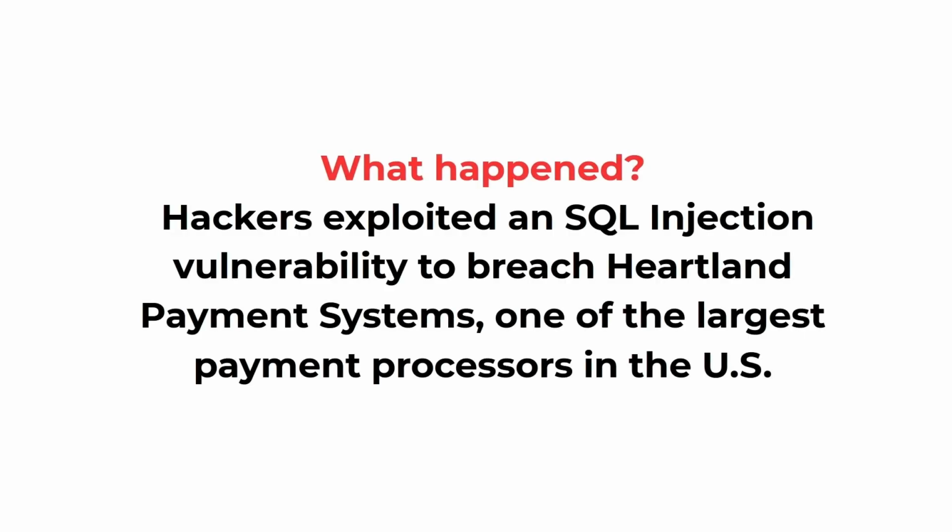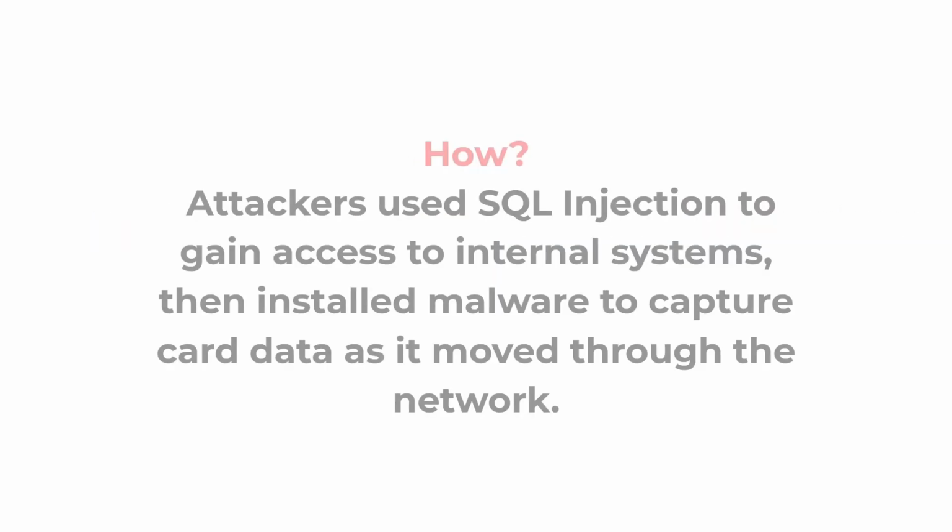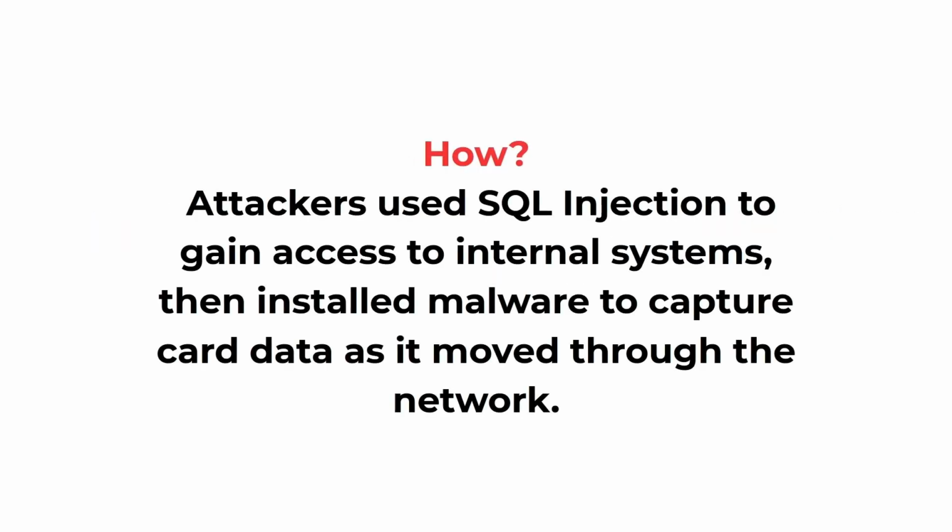So what happened there? Hackers exploited an SQL injection vulnerability to breach Heartland Payment Systems, one of the largest payment processors in the US. What's the impact? Well, 130 million credit and debit card numbers were stolen. How? The attackers used SQL injection to gain initial access to Heartland's internal systems. Once inside, they installed malicious software, or malware, to capture card data as it traveled through the network.